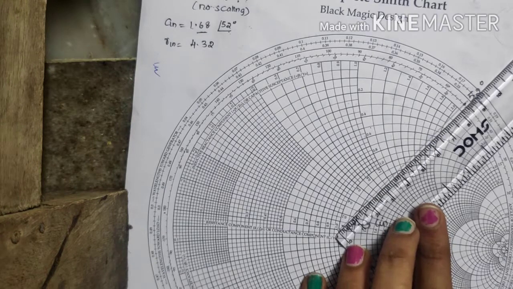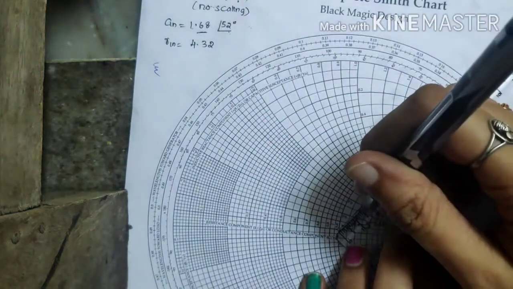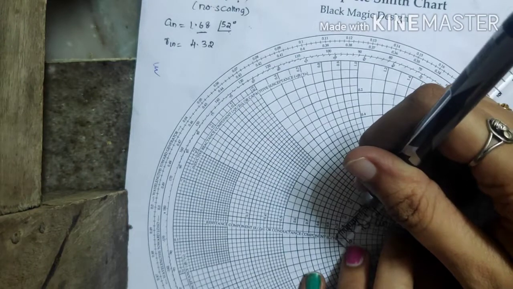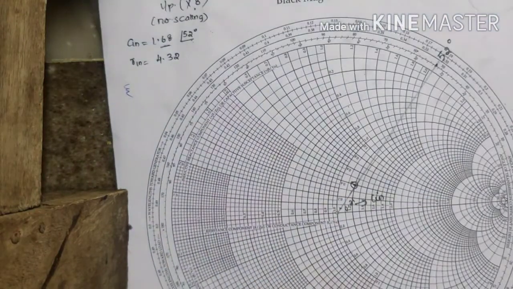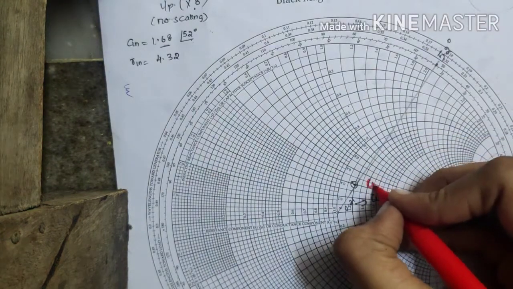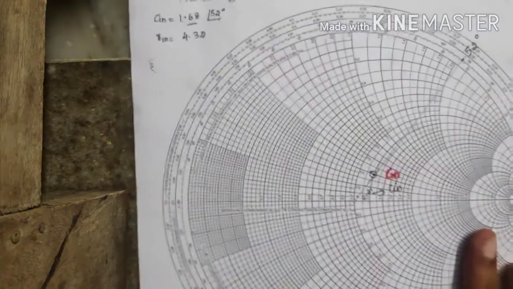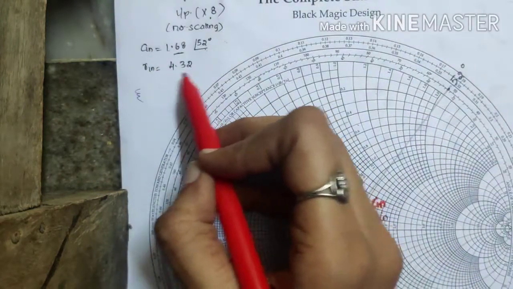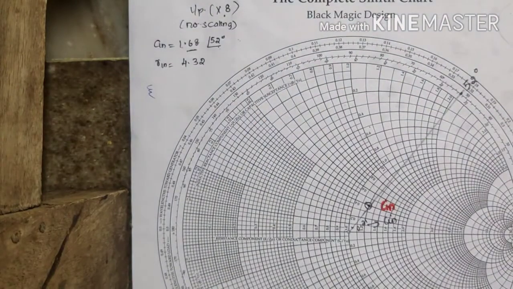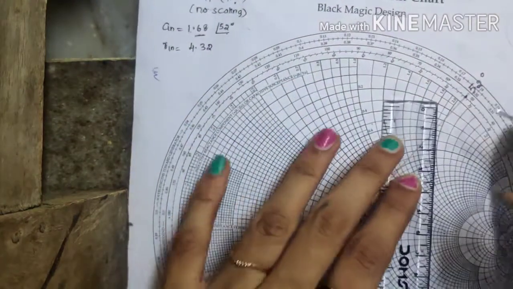Right? So I'm going to mark 1.68. So this is 1.5. It is approximately here. So this point which I've marked here represents your C in, the center point of your input stability circle. Now what is the radius of the input stability circle? It is 4.32.